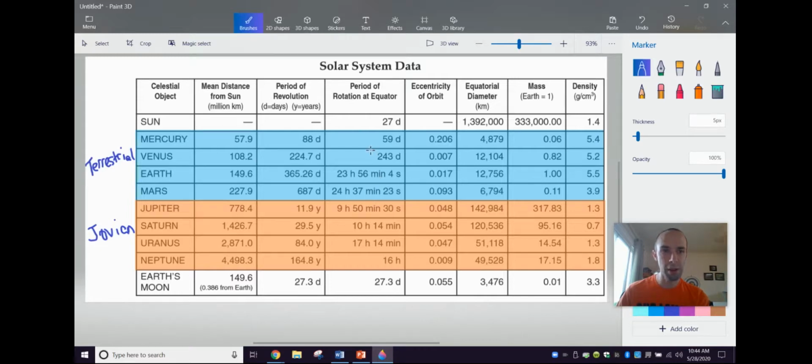Look at the spin of Venus. The spin of Venus is 243 days. So in other words, 1 day on Venus is actually longer than 1 year on Venus, which is kind of interesting. Which, if you think about that, that means every day is your birthday on Venus.